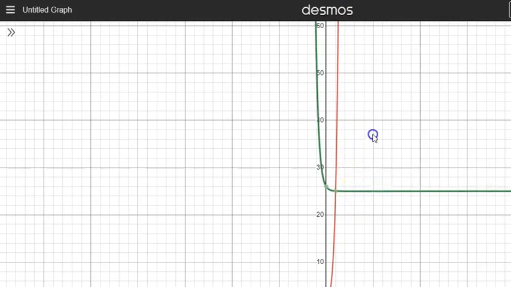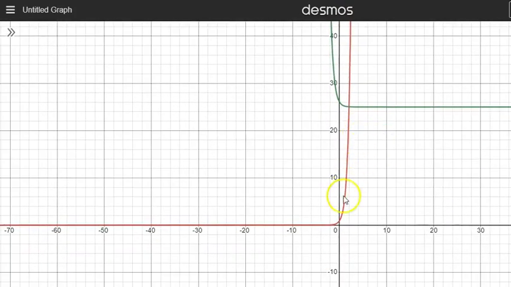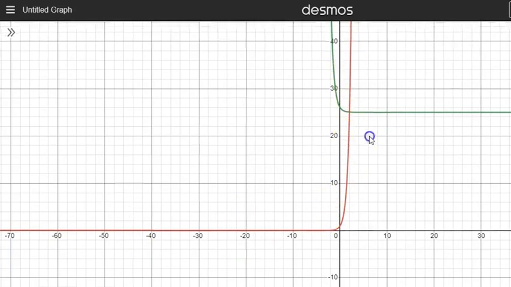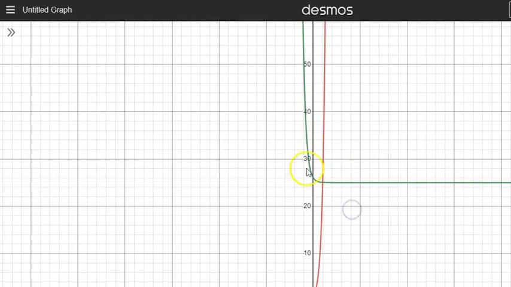We can see that the original function was increasing from left to right, but because we did a reflection across the y-axis, the function after it's been transformed is now decreasing. It's going downwards. So our transformed function is now decreasing.